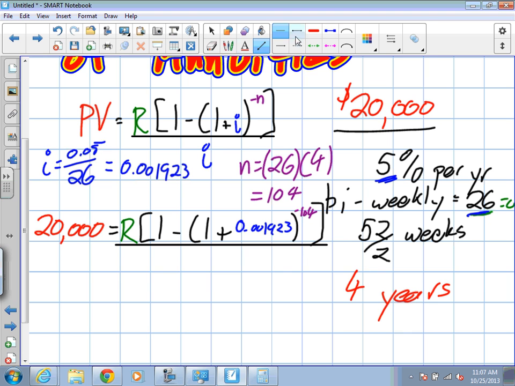So is it always negative? In present value, yeah, it's going to be negative. Always? Yeah, that's the formula. Okay?